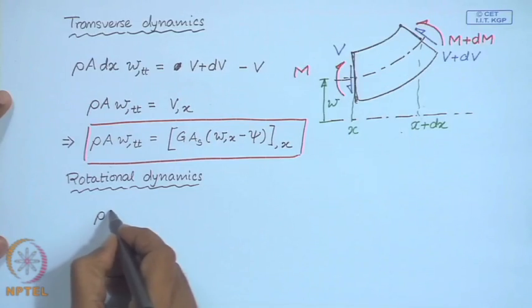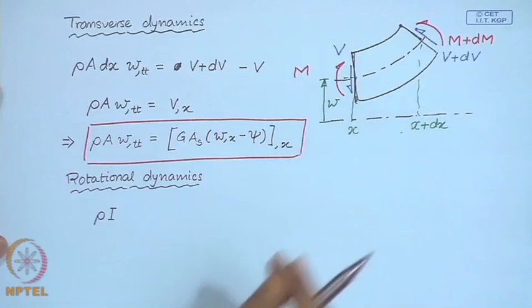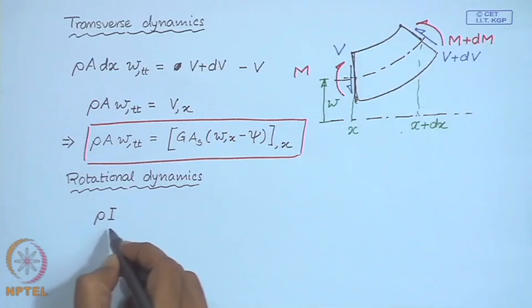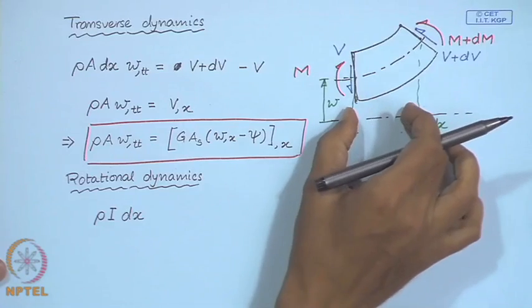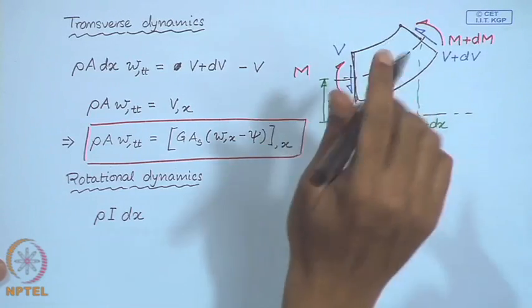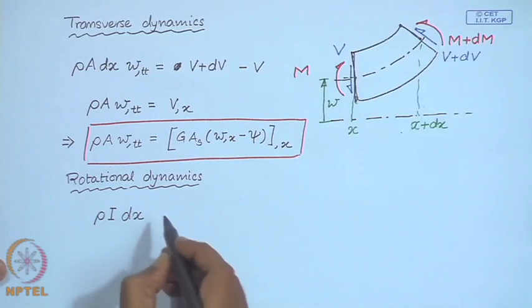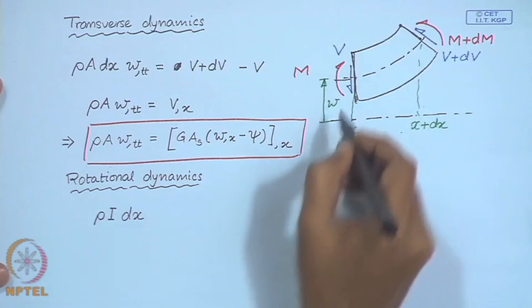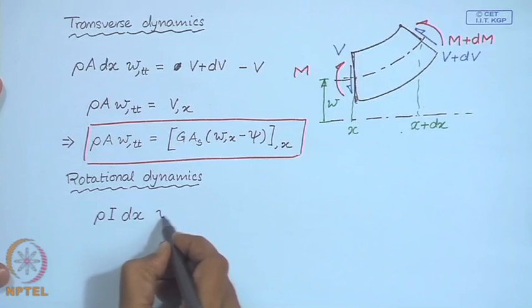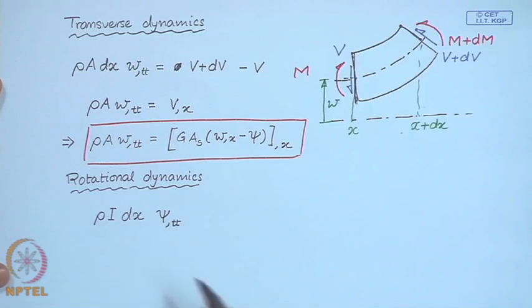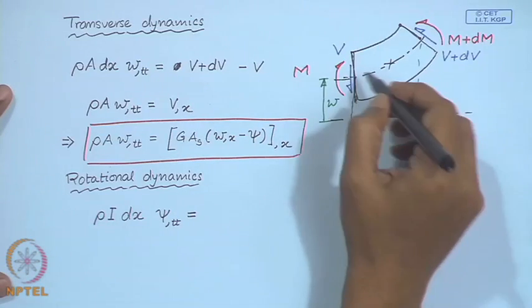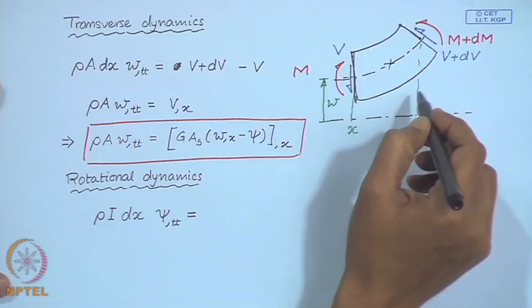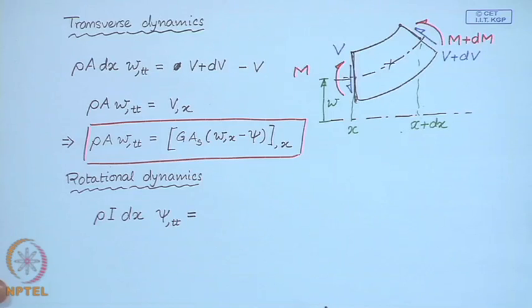So, rho times the second moment of area about the neutral axis. So, as we have discussed previously as well, this is the moment of inertia about the neutral axis per unit length. So, this times the length of the element would give us the moment of inertia about the neutral axis, which is perpendicular to the plane of the paper. So, this times the angular acceleration. Now, the rotational angle is psi. So, this is the angular acceleration, and that must be equal to all the moments about the center of mass of this element.